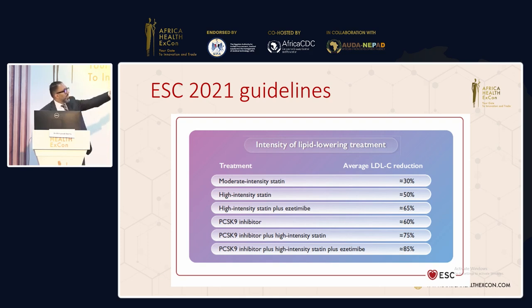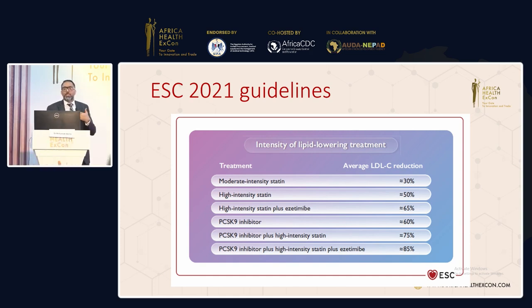The other part is the percentage of reduction we have. When we use a moderate intensity statin, we have 30%. When we use a high intensity statin, we have 50 to 65%. So when we have a patient with a baseline LDL and we want to reach the target, we calculate which formula can reach the target. If I need 50%, high intensity statin is enough.